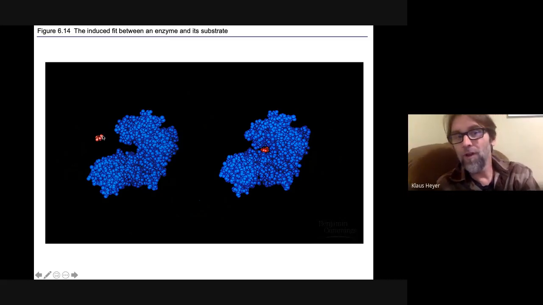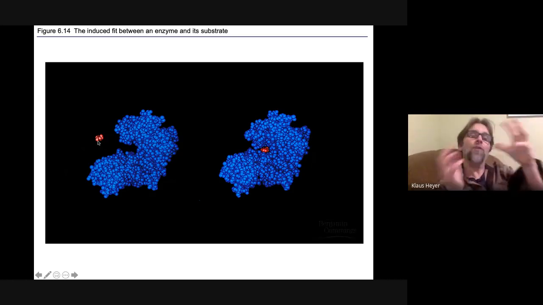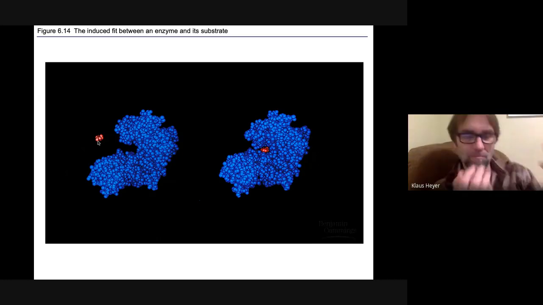This would be sucrase, and this would be sucrose. So sucrase is going to come in here. The substrate is sucrose, sugar. And it's going to break it in half. Then it's going to find another one and break that in half. Then it's going to find another one and break that in half.